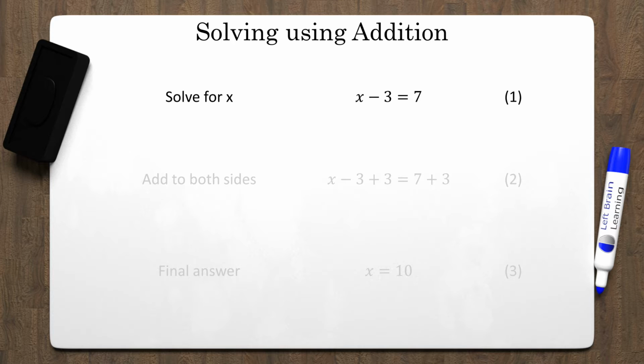What we need to do is solve for x. This means we have to add to both sides the number 3. So when we have a positive 3 and a negative 3 on the left-hand side, they'll add to 0. The positive 3 and the positive 7 on the right-hand side will add to 10. And we're done. The final answer is x equals positive 10.